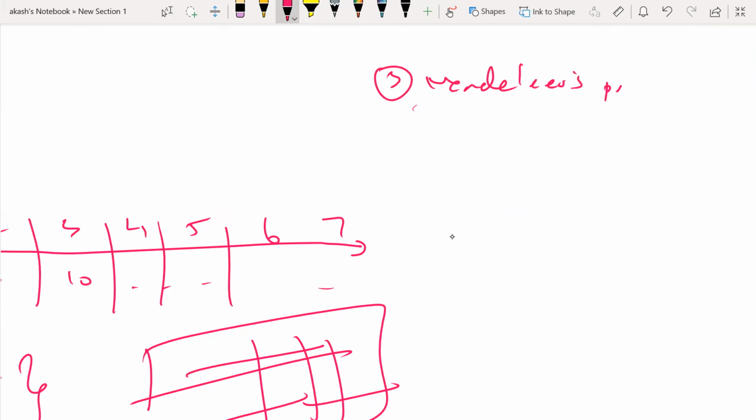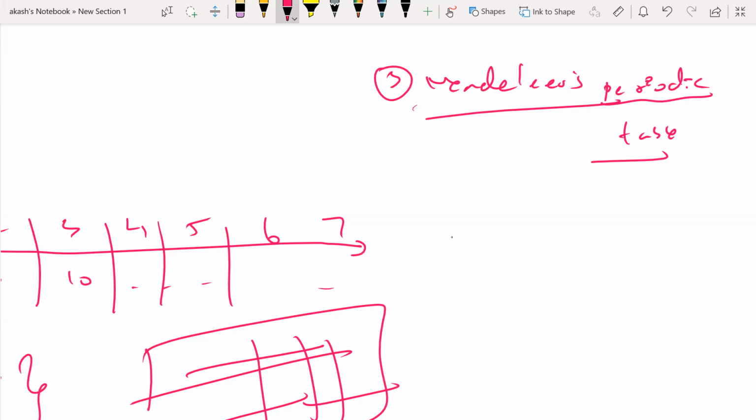So we are going to study Mendeleev's periodic table. This guy's table is very important, because your modern periodic table is constructed based on Mendeleev's periodic table only. Based on whatever periodic table he gave, your modern periodic table is there.